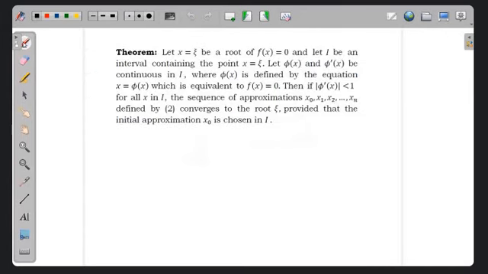Now let us see a theorem which says when the sequence obtained in the iteration method converges to the root. I hope you can see it. It is saying that when the absolute value of the derivative phi dash of x is less than 1, then only the sequence converges to the root. Where they have written 2, let me write what that is. That is nothing but x n plus 1 equal to phi of x n.